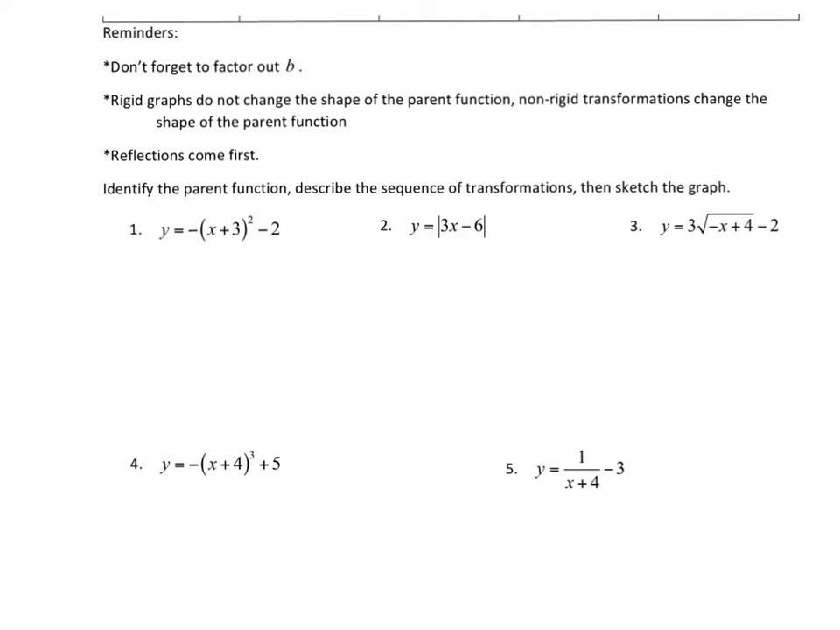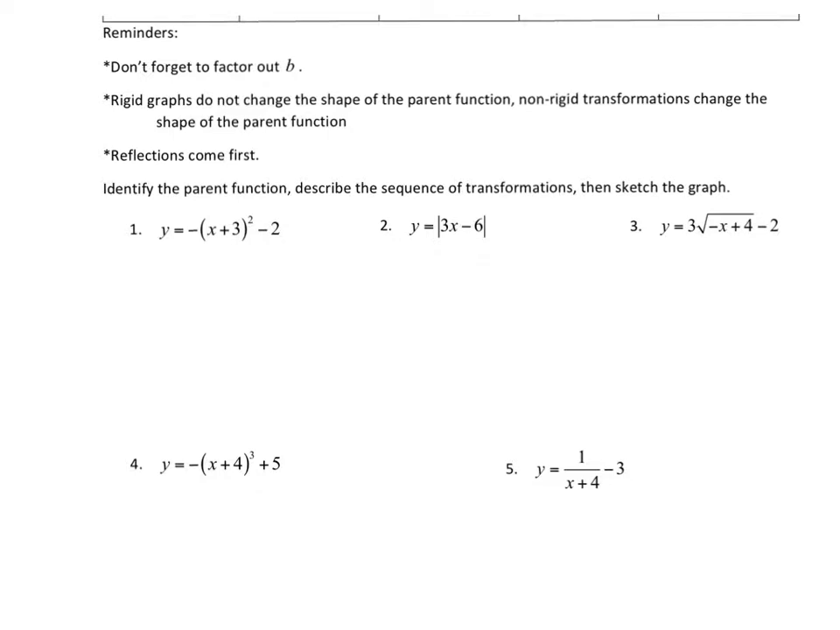So we're going to look at these transformations a little more closely, or a little more neatly than in the first video I made. So we'll look at numbers 1 through 3. On the first one, we've got that quadratic, y equals negative (x plus 3) squared minus 2, right here. So let me show you how I think through this.